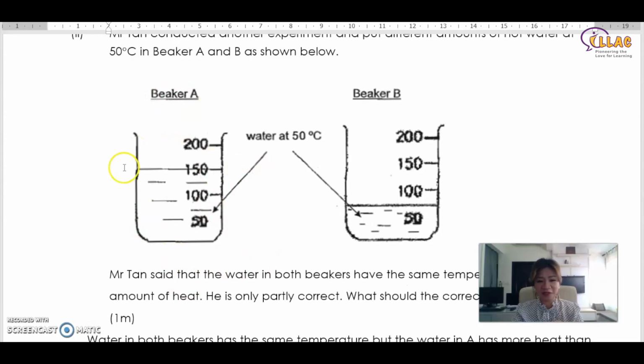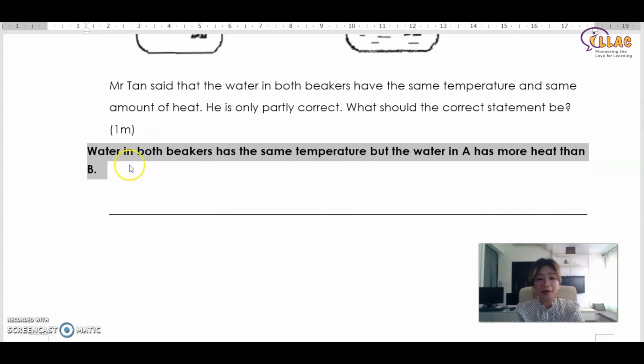Because it's a higher volume. Higher volume, higher amount of energy, because it's 50 degrees Celsius of energy over here, but this is 150 degrees Celsius of energy over here, a lot more. So the volume actually makes the heat bigger, okay, stronger, right? So water in both beakers is the same temperature, but A has more heat than B, okay? I hope you've gotten the keywords for this topic, okay? Make sure you use the keywords for every single question so that you can score very well for section B.